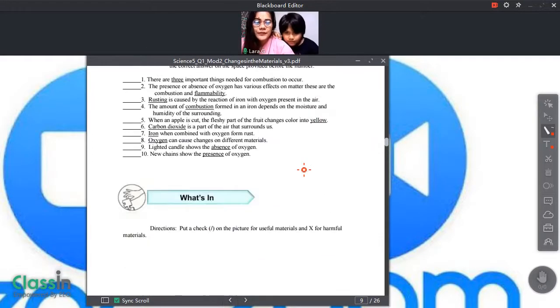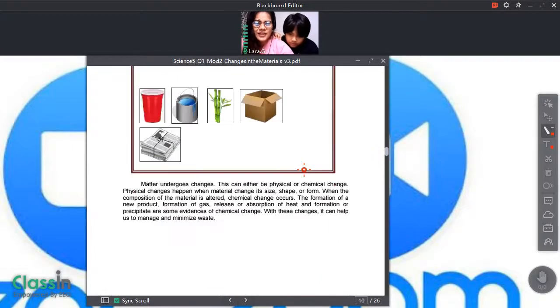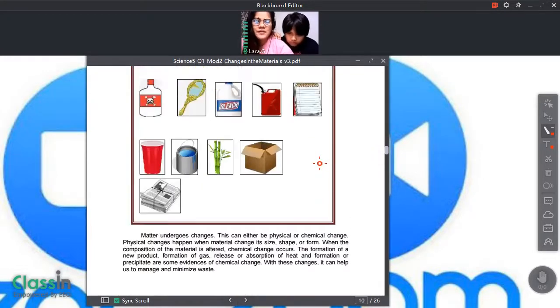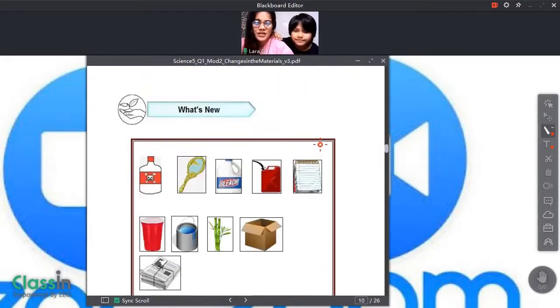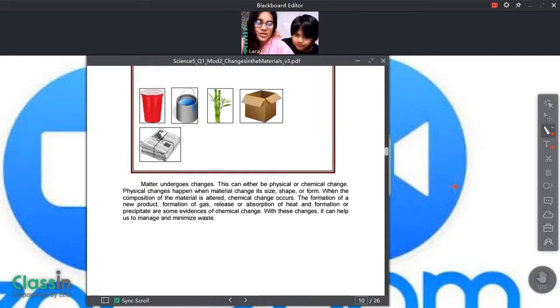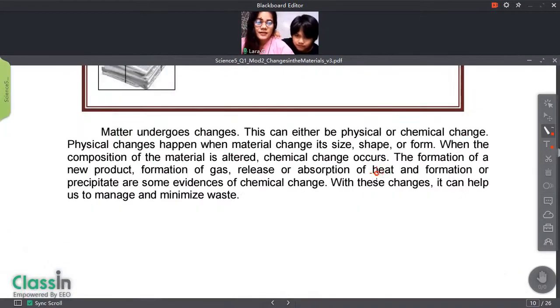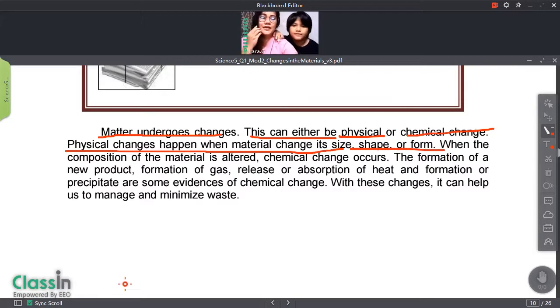So you know what? Let us go here. What is oxygen, and unsa na presence and absence of oxygen? So matter undergoes changes. Okay? Ang matter mo-change siya. This can either be physical or chemical. Physical changes happen when material changes its size, shape, or form. So, for example, kahoy nga imong gibugha, ang change nga nahitabo niini is physical.